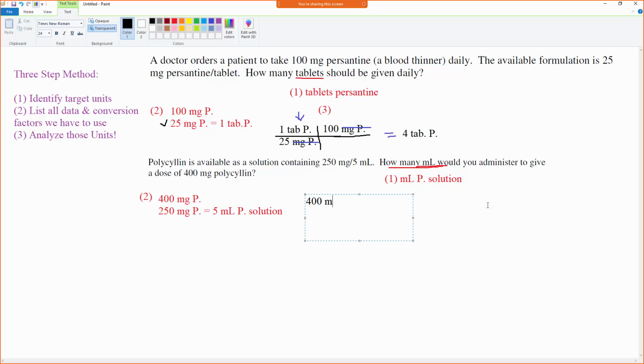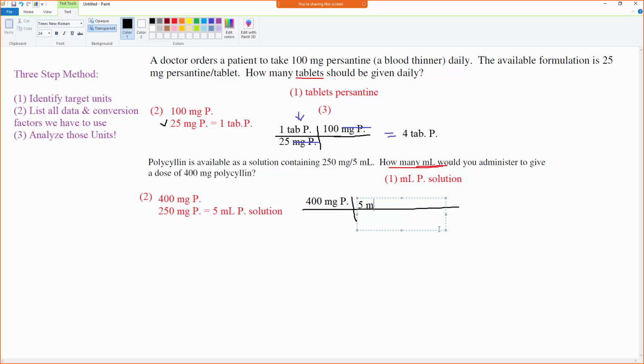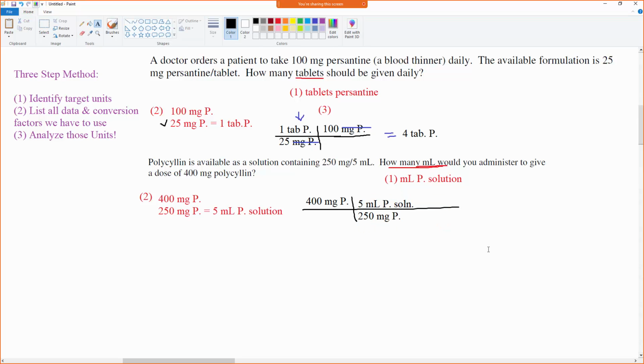400 milligrams. Okay, excellent. And now what shall I do? All right, Jessica says, let's put 5 milliliters on top and 250 milligrams of the percentine on the bottom. Percentine, oh, I'm still on the last problem, polysilane. Okay, and now what do we do? Then what? Then we plug it in.